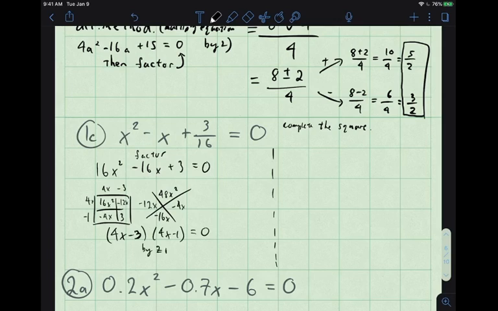By 0 product property. 4x minus 3 equals 0 gives us x is equal to 3/4. There's one answer. 4x minus 1 equals 0 gives us an answer of 1 over 4.